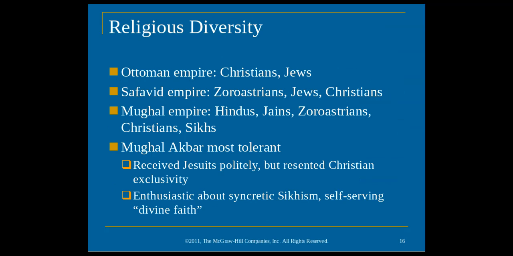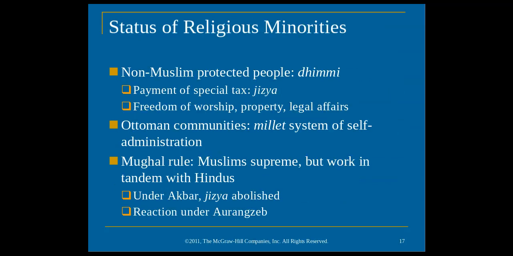The Mughal, Akbar the Great, was the most tolerant. He received Jesuits. Remember, Jesuits would be Roman Catholics politely, but he resented Christian exclusivity. Essentially that they couldn't work with anything else, and he didn't want to be just Christian. He's wanting a blending of religions. He was enthusiastic about his syncretic Sikhism, self-serving divine faith. And Sikhism is one of the largest religions in the world today, although it is mostly just in India. But India has a lot of people.